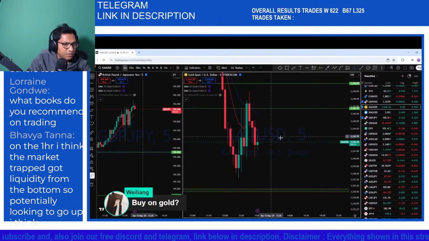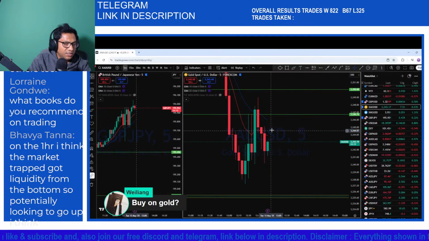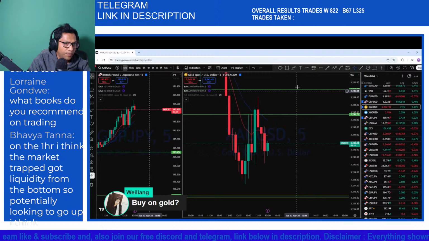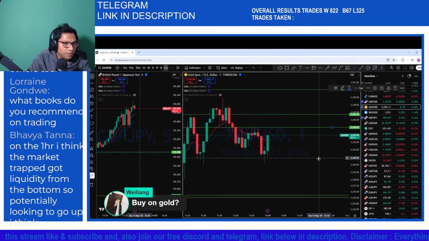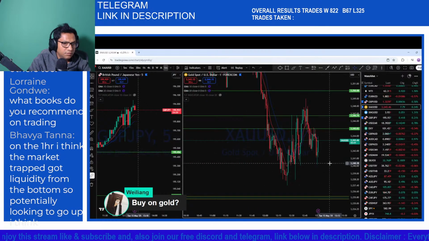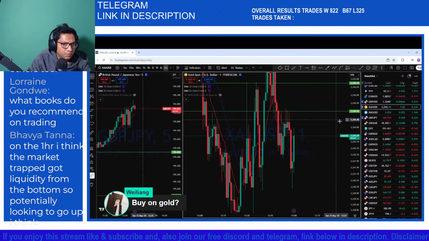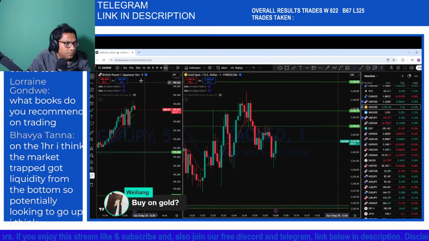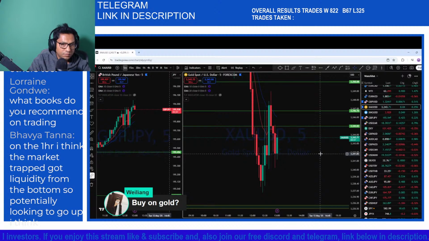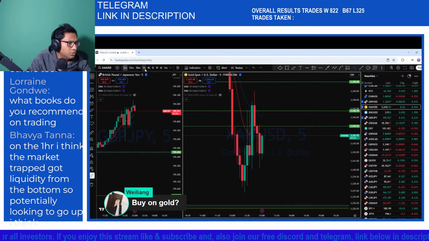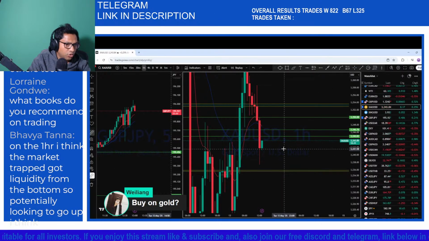Now this 5 minute candle is bearish price action here. We may see the market go back here for another liquidity grab, and so you can see the 1 hour closed with also a long wick at the bottom.